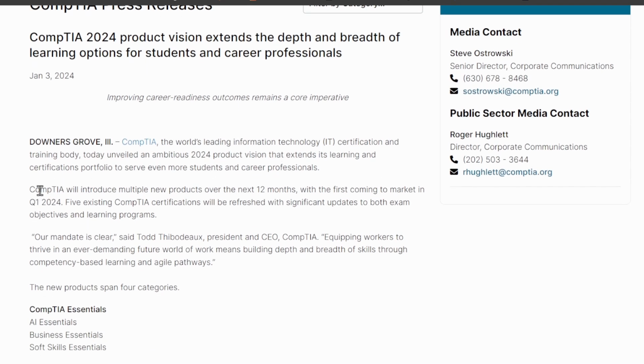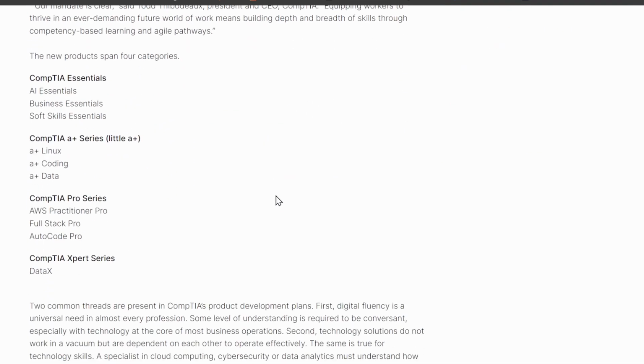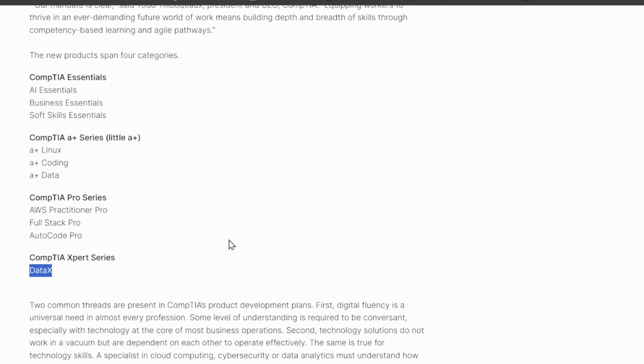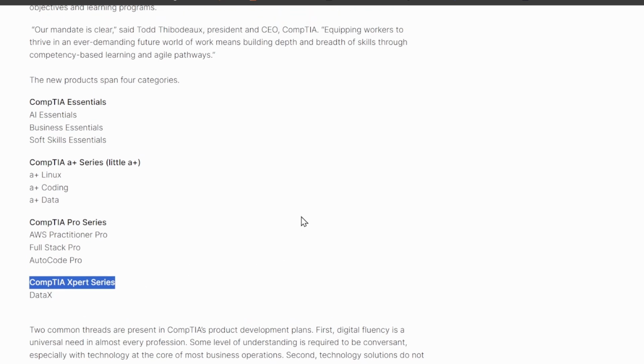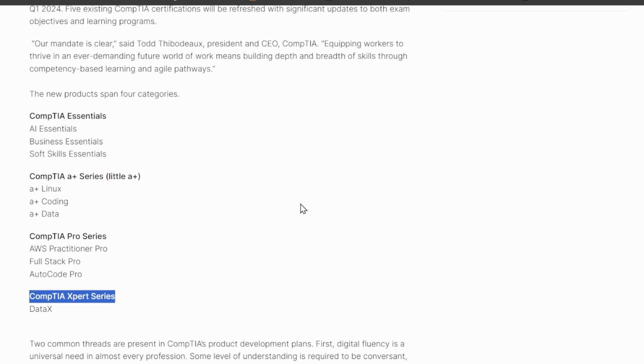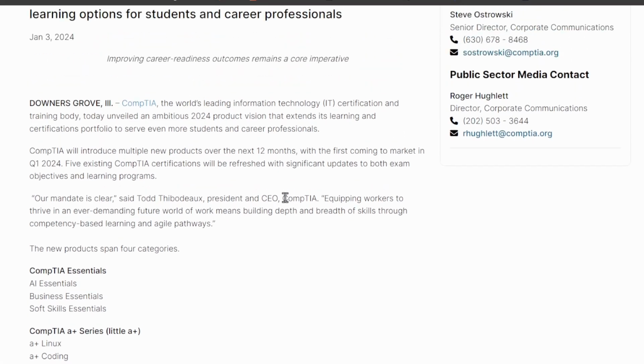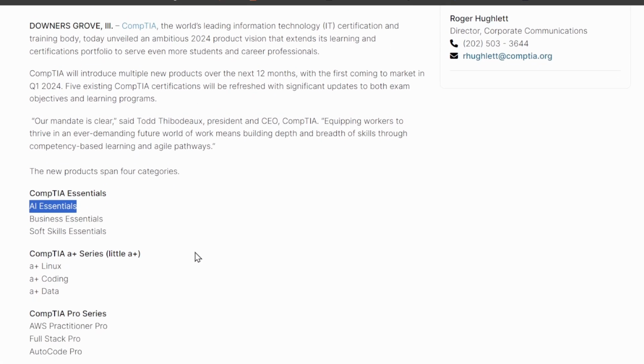But we have new products over the next 12 months. The first coming to market in Q1 2024, that is the CompTIA Data X. It's part of the CompTIA Expert series. Expert with an X. I don't know why that bugs me. It shouldn't, but it does. And then we have the AI Essentials is coming in. I believe I already mentioned that is coming in July of this year. We also have Business Essentials and Soft Skills Essentials.